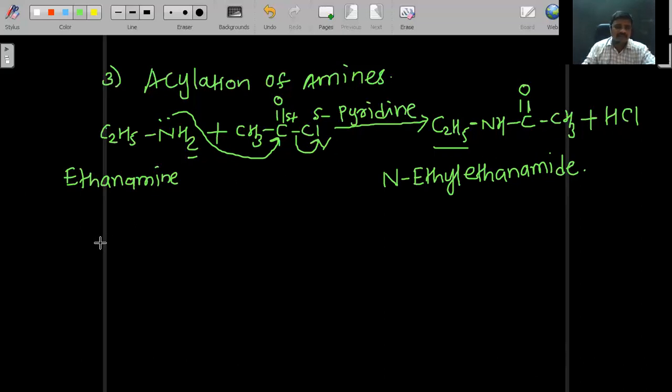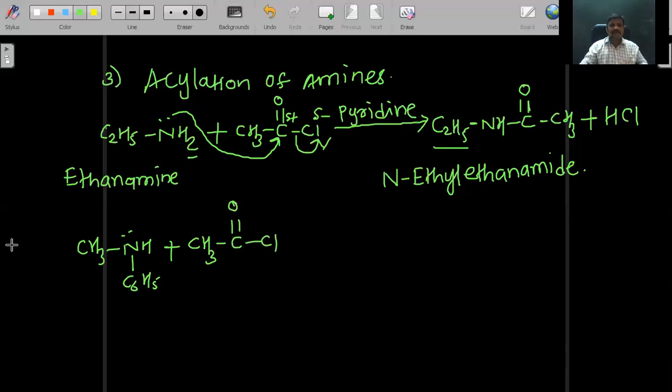Now one example for your homework. Just try this example: CH3-NH-C6H5, where nitrogen carries a lone pair of electrons, plus CH3-C double bond O-Cl. This example is for homework. Try it and find out the correct answer.